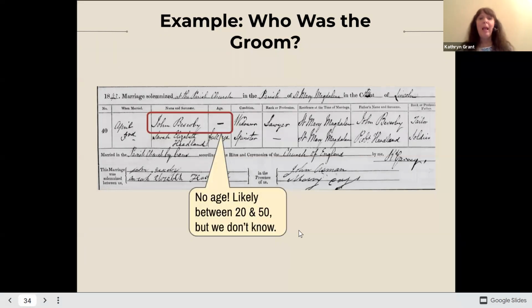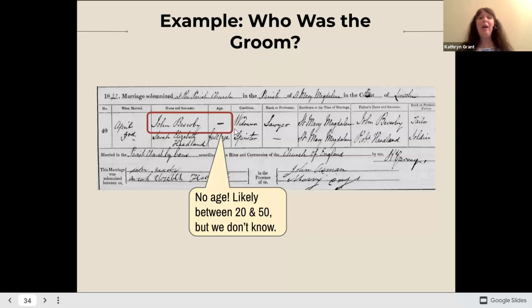Well, here's an example of when an age wasn't given. The one time that I needed the age was the one when they didn't give it. And I have no idea why his has a dash, but hers says full. So this is a full age. So this is an example of what we were talking about earlier.